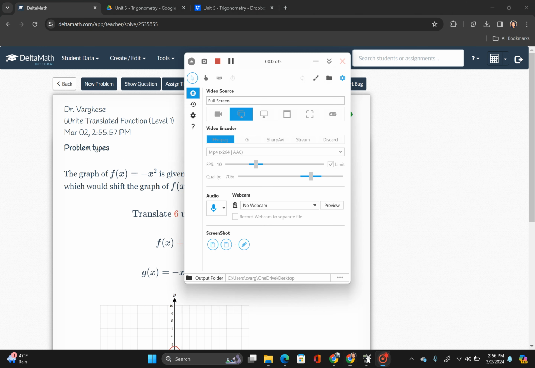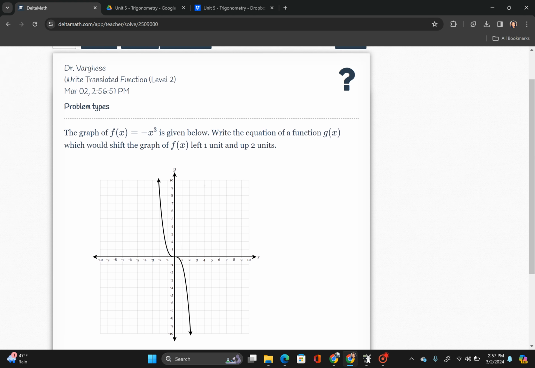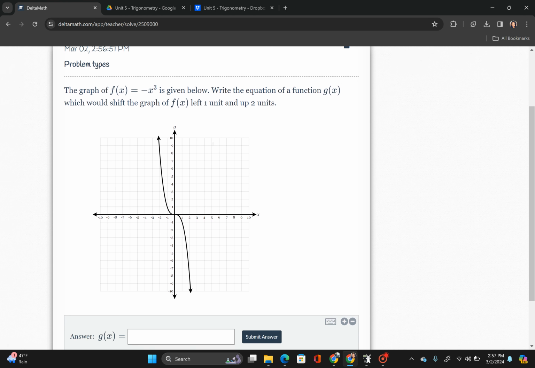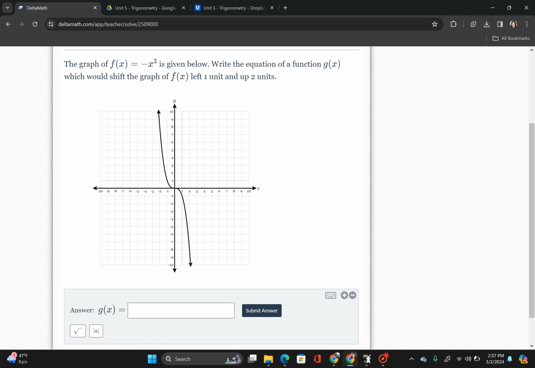Okay. Now I have the same thing except this is level 2. So writing the translated function level 2. So I have a graph and we're shifting it to the left 1 unit and up 2 units. Okay. So it's still going to be negative. But now since I'm shifting it left or right, I'm putting parentheses. So it's going to be shifted to the left 1. So I'm going to do x. And then left means that it's going to be plus 1. I'm going to close those parentheses.